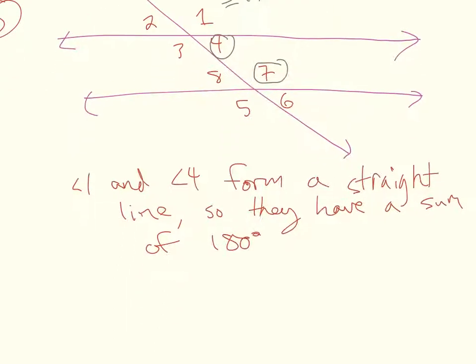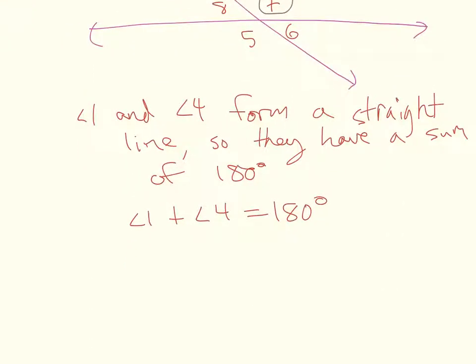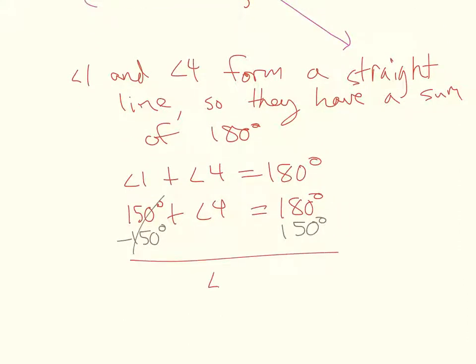So if I know angle 1 plus angle 4 has to equal 180, we can use some simple substitution to figure out what angle 4 is really quickly. Well, angle 1 they told us was 150, plus angle 4 is equal to 180. In order to solve for angle 4, we can subtract 150 on both sides. And that just means that angle 4 is equal to 30 degrees. 180 minus 150 is 30. So angle 4 equals 30.